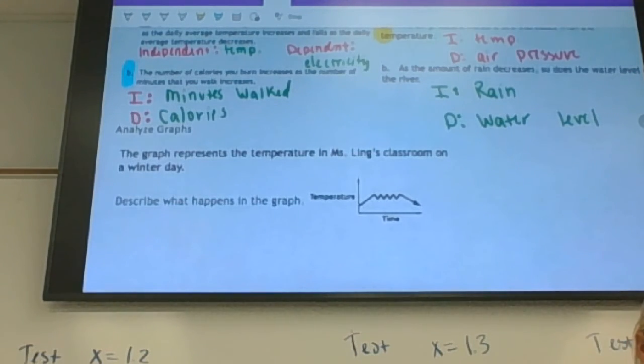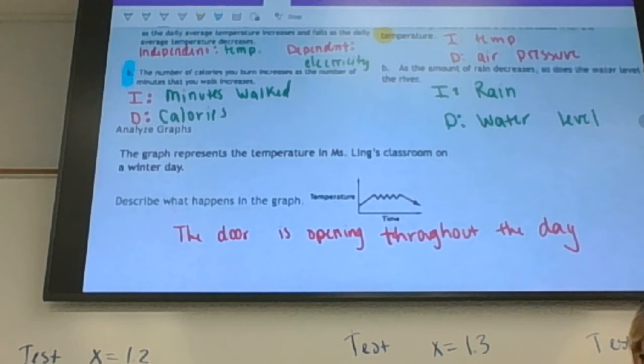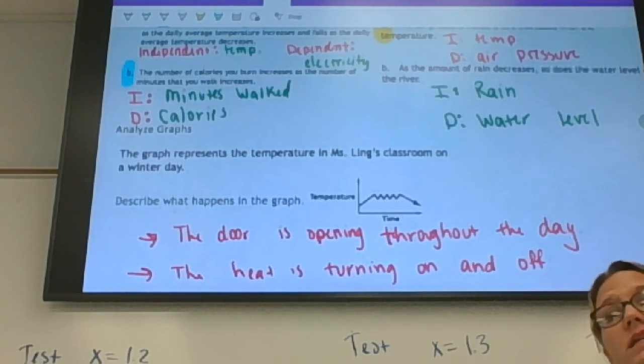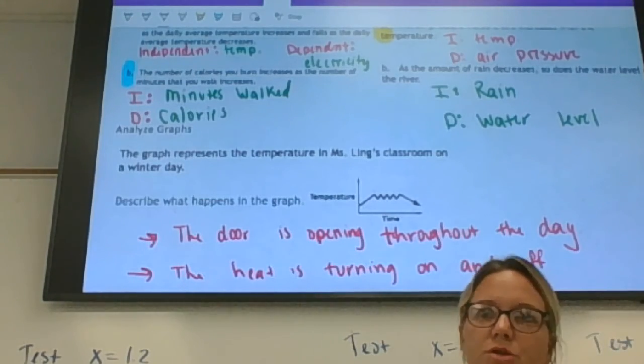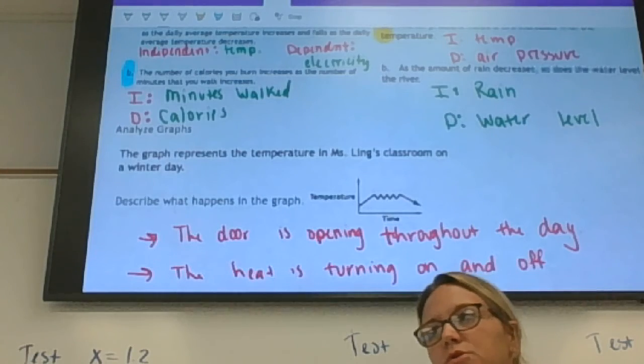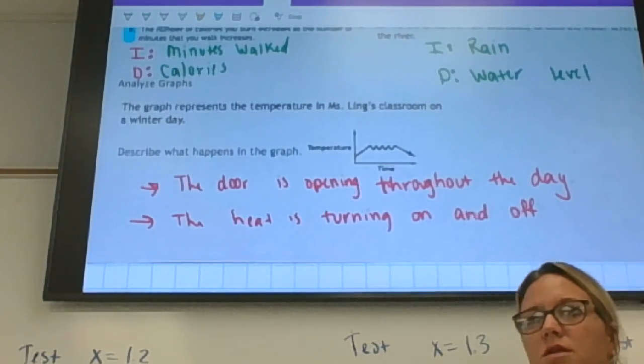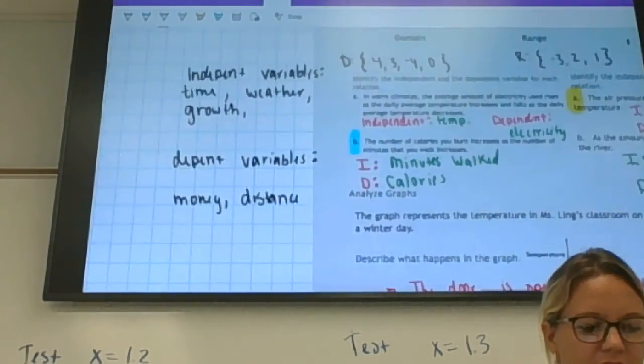Okay, let's go ahead and put this. So you guys decide. Maybe the door is opening throughout the day, or maybe another idea is the heat is kicking on and off based on the temperature sensor. So, guys, is the heat dependent on the temperature in the room? The actual machine is dependent on the temperature in the room. The temperature in the room goes down, the machine turns on. Temperature goes up, the machine turns off. So the machine depends on the temperature. The temperature is independent. Did we put temperature independent? Oh, yeah, we put weather.